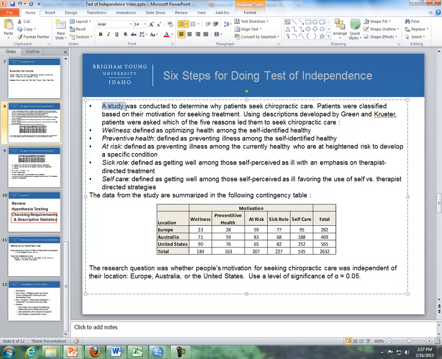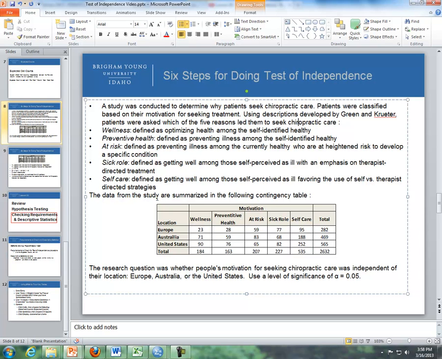A study was conducted to determine why patients seek chiropractic care. Patients were classified based on their motivation for seeking treatment. Using descriptions developed by Green and Cruder, patients were asked which of the five reasons led them to seek chiropractic care. And here are the five reasons: wellness, preventative care, at risk, sick role, and self-care. If you want to stop the video, you can read through these to see what those five definitions mean.